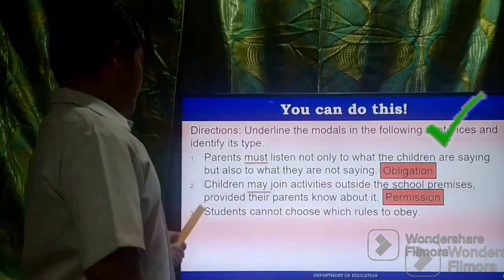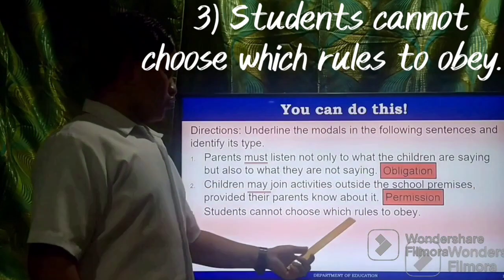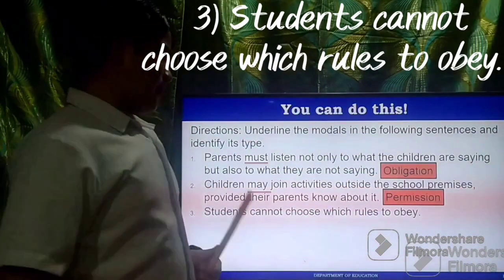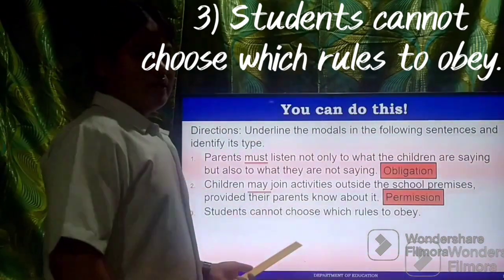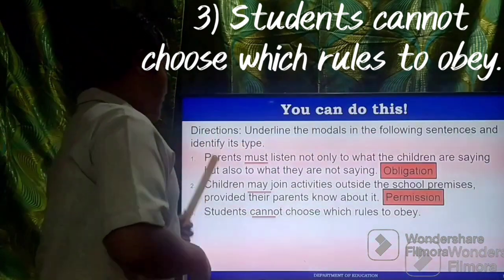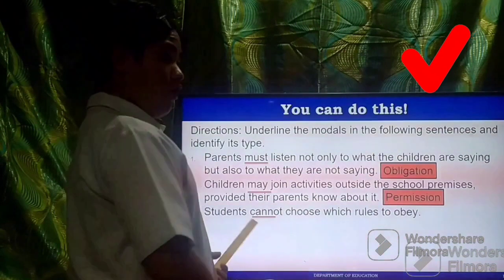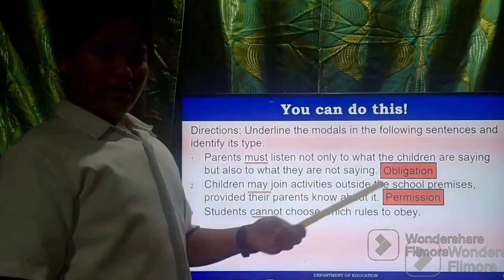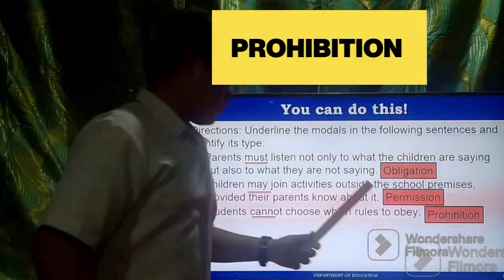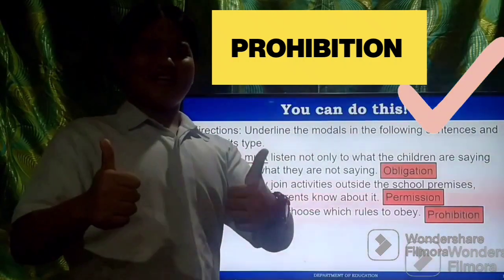Number 3. Students cannot choose which rules to obey. What do you think is the modal in sentence 3? If your answer is cannot, you are correct. And cannot is a modal of... What do you think is the answer here? If your answer is prohibition, you are correct.